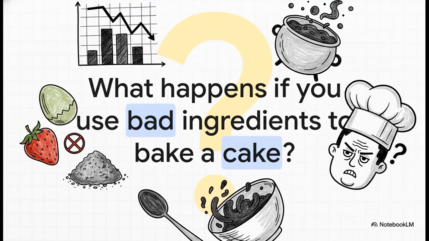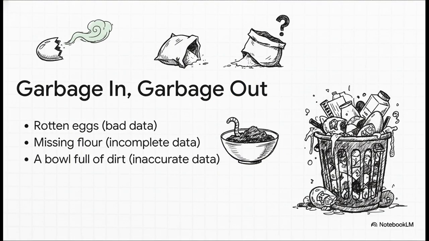Let's just stick with this cooking idea for a second, because it makes this so clear. Seriously, what happens if you try to bake a cake, but you just grab whatever ingredients are lying around without checking them? I mean, your analysis would be like trying to cook with rotten eggs for your data. Maybe you're missing the flour altogether. That's incomplete data. Or your bowl is just full of dirt, which is just inaccurate data. The cake would be disgusting, right? Totally unusable. It doesn't matter how great your recipe is if your ingredients are bad. It's that classic problem. Garbage in, garbage out.